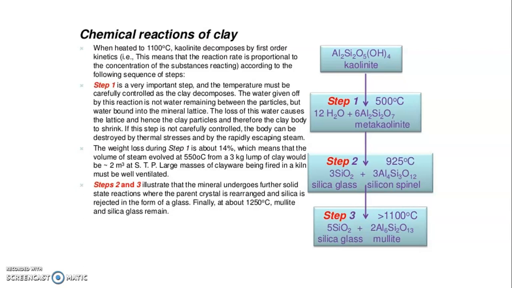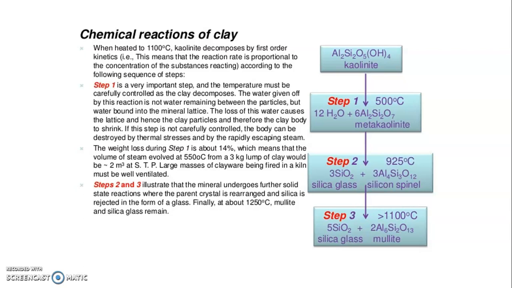If this stage is not carefully controlled, the body can be destroyed by thermal stresses and by the rapidly escaping steam. The weight loss during step 1 is about 14%, which means that the volume of steam evolved at 550 degrees Celsius from a 3 kg lump of clay would be 2 cubic meters at standard temperature and pressure, STP. Large masses of clay being fired in a kiln must be well ventilated.